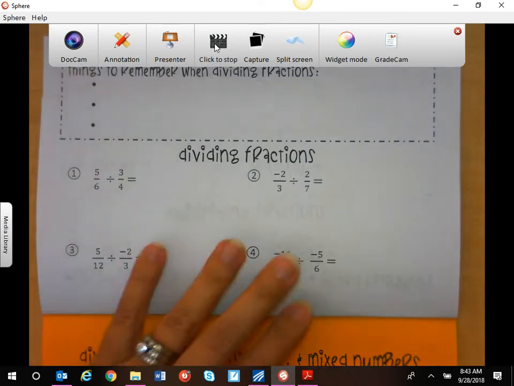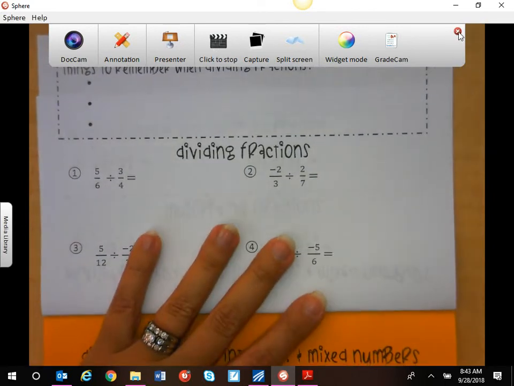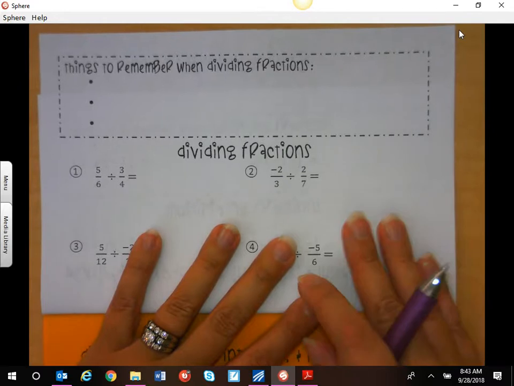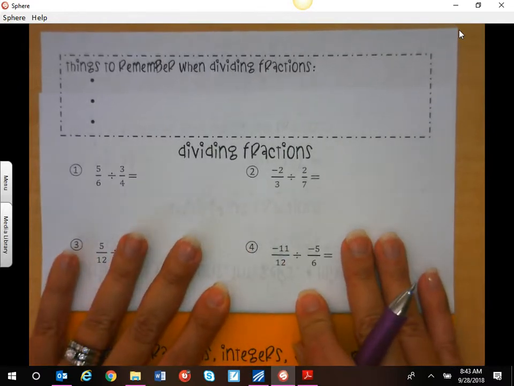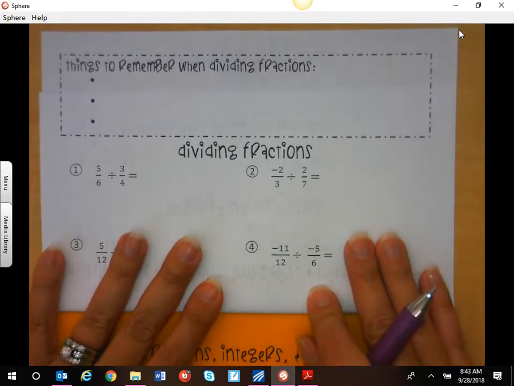Tonight we're going to wrap up our division of fraction notes. So we're going to finish those last 2 pages on our foldable.